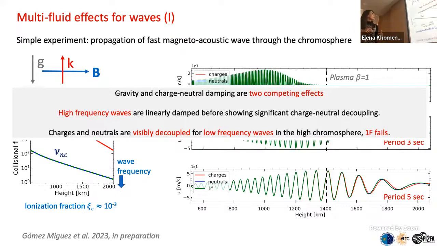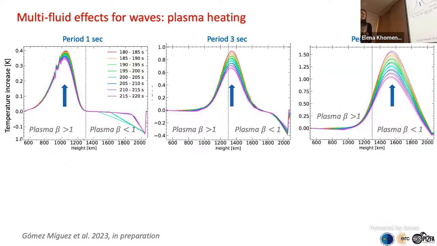And what they do is produce these high frequency waves that are linearly damped before they show any significant ion neutral decoupling. But the low frequency waves can actually reach higher. They will still be damped, but then we will see this decoupling. Okay? And then you may want to ask me, why do I care about this decoupling? I care because if we decouple the velocity of charges and neutrals, then we have friction between these components, and we have frictional heating. And as a result of this frictional heating, we will have an increase of plasma temperature at the places where this frictional heating is at its maximum.